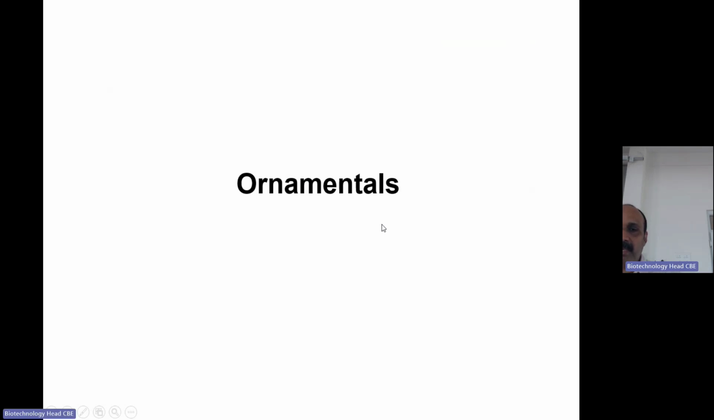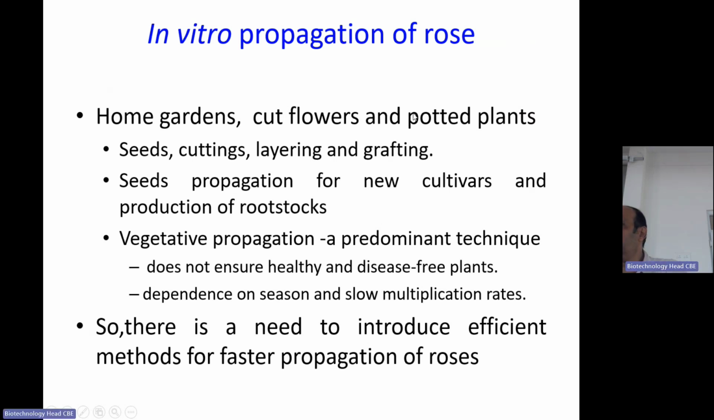The next is the ornamental. We'll be looking at the rose. Propagation of rose is the same. We also follow the same 5 steps, used in home garden, cut flowers, and potted plants. Normally, you see cutting, layering, grafting, and we can also get some seeds from rose for new cultivars by crossings. Vegetative propagation is the predominant technique followed, but this does not ensure healthy and disease-free plants. It also depends on season and has slow multiplication rates.